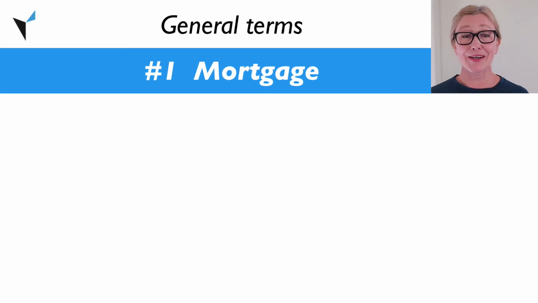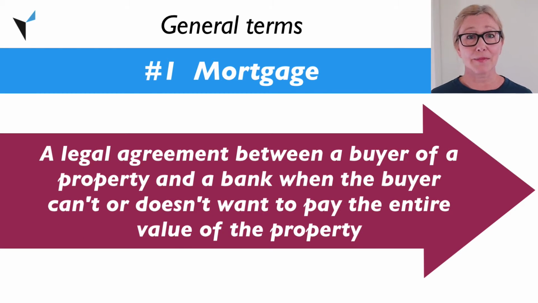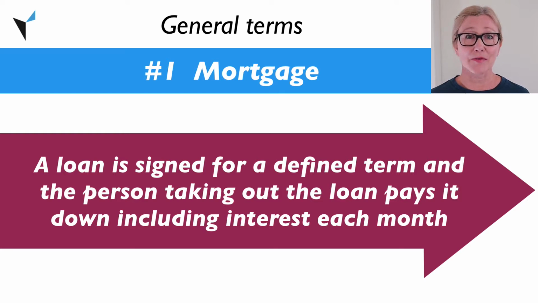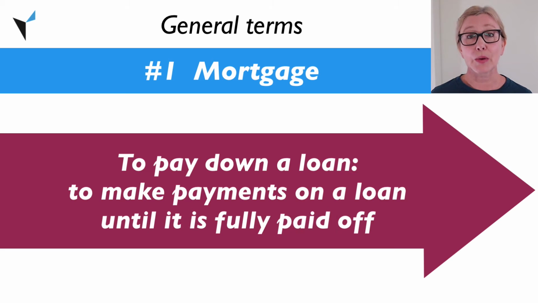Before we get into the two tips, let's go over some general real estate terms that you should be familiar with. Mortgage. A mortgage is a legal agreement between a buyer and a bank when the buyer can't or doesn't want to pay the entire value of the property that they are purchasing. A loan is typically signed for a term of 25 to 30 years, and the person taking out the loan pays it down, including interest, each month. To pay down a loan is another way of saying to make payments on it until it is fully paid off.